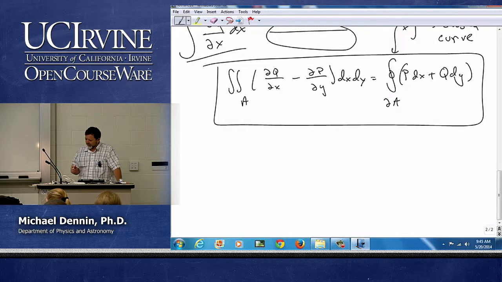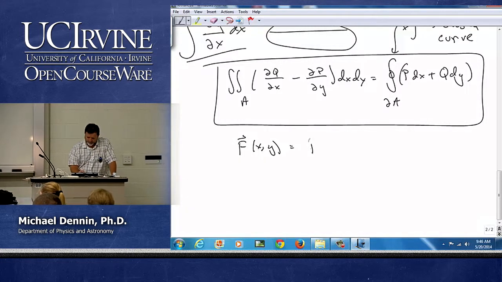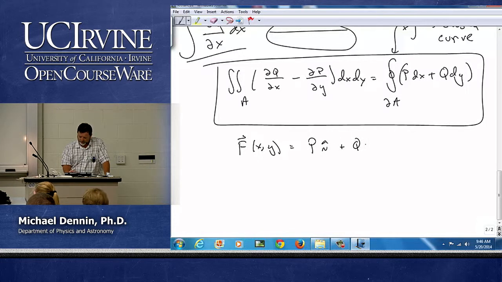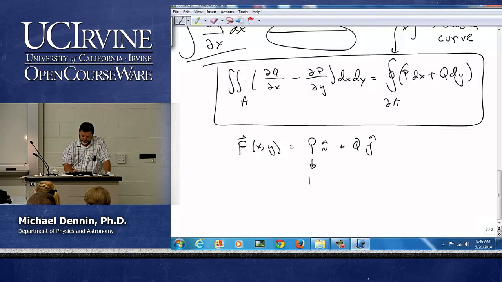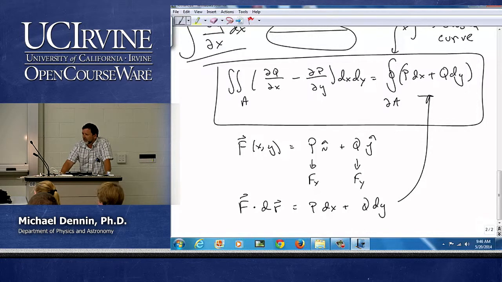let's consider the case where f of x, y is p i hat plus q j hat. So this is just notation for f sub x. This is notation for f sub y. Okay? Then it's pretty easy to see, as I mentioned at the beginning, that f dot dr is just p dx plus q dy, which is exactly the right-hand side of the equation. So that's a line integral around a closed path.